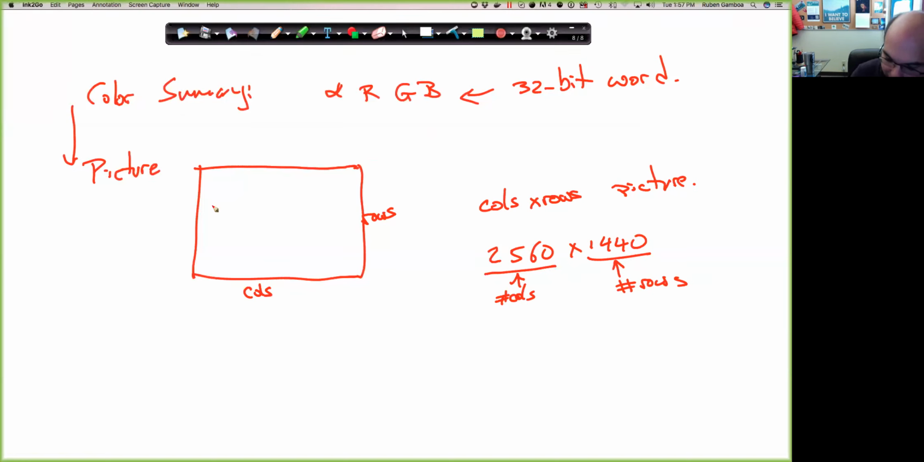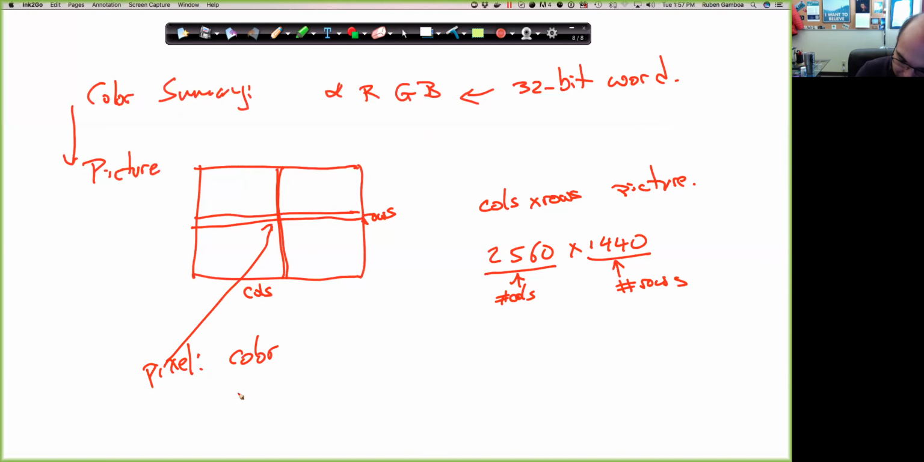Now each one of these, we have a specific row and a specific column. And what we have here in the middle is a pixel. And what is a pixel? It's just a color. So it's alpha, red, green, blue. I'm going to just say, quote, end of story. Not entirely.